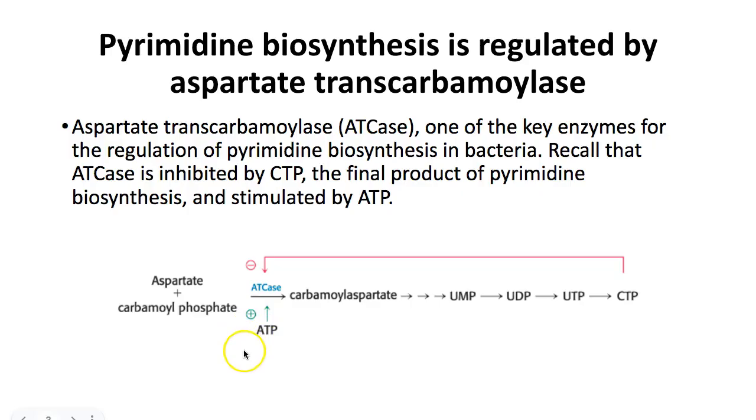But as far as the purine type of base with ATP, actually that is used to stimulate that enzyme, aspartate transcarbamylase. So that's one of the things that helps balance the amount of pyrimidine bases versus purine bases for the nucleotides.